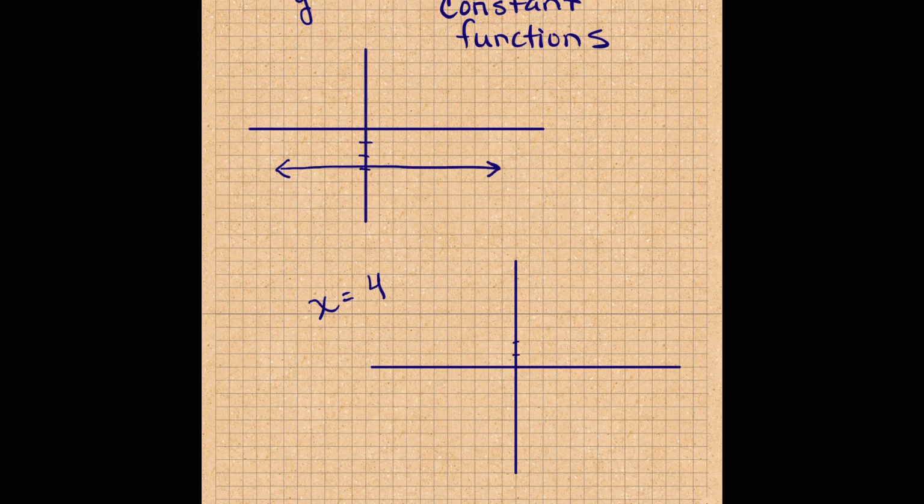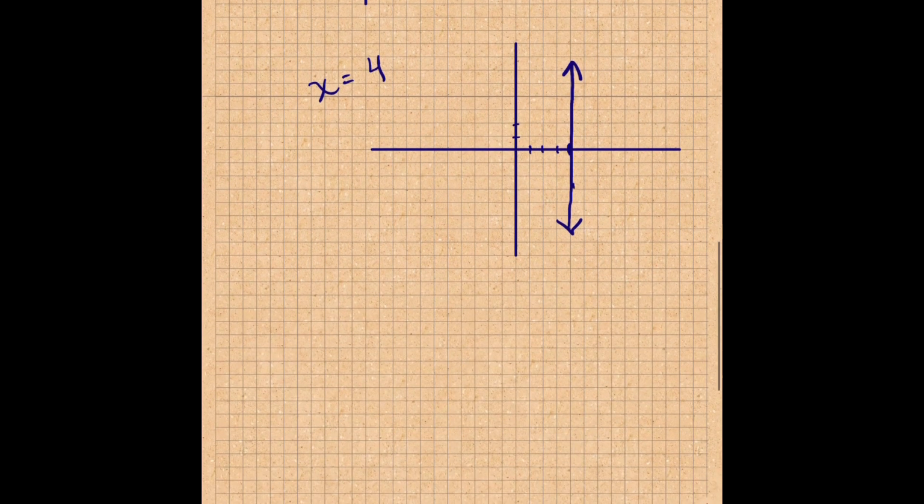Oops, now that's y. Make sure it's x equals 4, and if x equals 4, that's a vertical line that goes up and down through where x equals 4. Okay, that's called a constant function. It is constant. It's always the same, and they're itty-bitty equations.